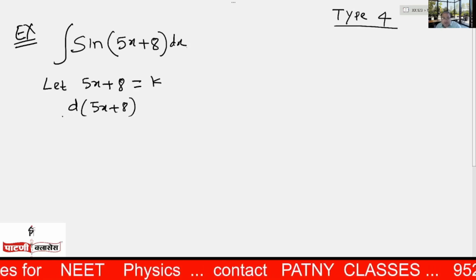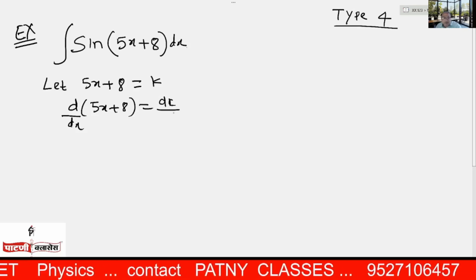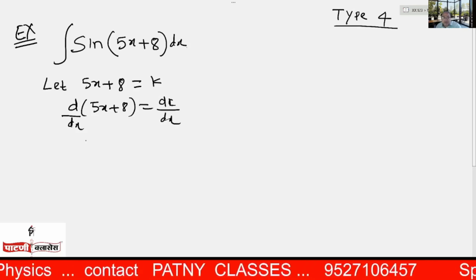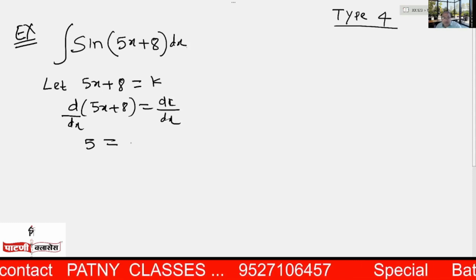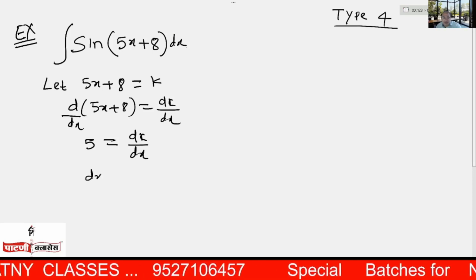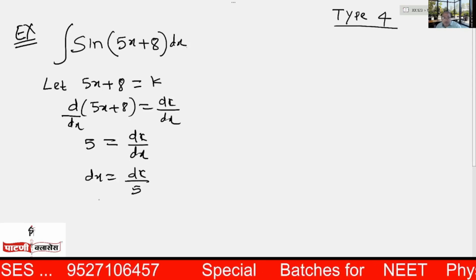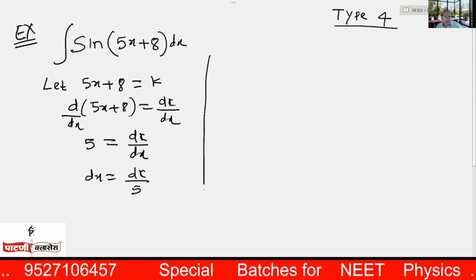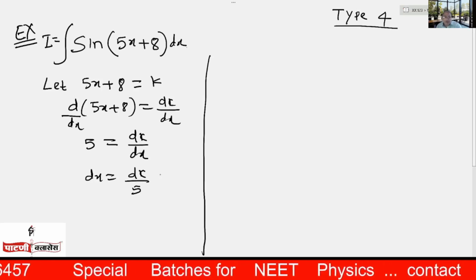Differentiating 5x plus 8 with respect to x equals dk by dx. The differentiation of 5x is 5 and the derivative of 8 is 0, so 5 equals dk by dx. Then dx equals dk upon 5. So we obtain dx equivalent to dk upon 5.